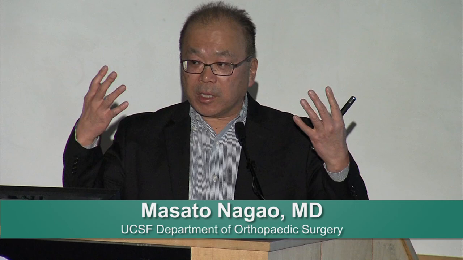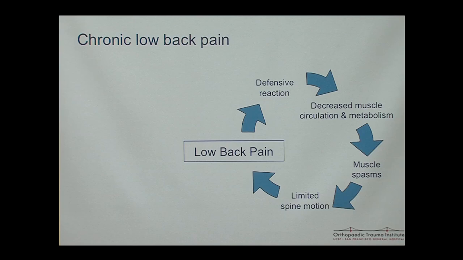So acute pain and chronic pain are different situations. Chronic pain involves the whole system, not only the back, but the brain may be modulated and feel the pain in a different way. In chronic low back pain, once in pain, people have a defensive reaction. Then the circulation in the muscle may decrease and the metabolism changes, causing muscle spasms and limited spine motion.